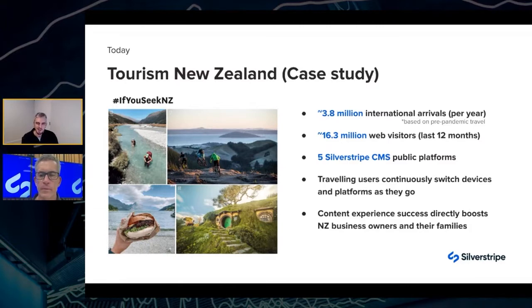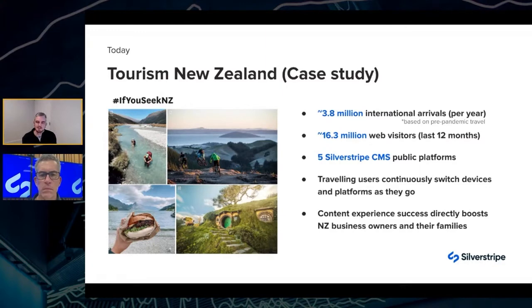And something I can point out here is this website, I believe, receives between 12 and 13 hits a second. So the scalability factor is here, and it is driven by Silverstripe CMS. So this particular brand has 5 Silverstripe CMS platforms because this is how they enable their experiences. But something that's unique to Tourism New Zealand, which makes them a good case study, is that traveling users continuously switch between devices and platforms as they go. And so this is essentially what we're talking about. We're talking about these unified, cohesive experiences that the web is looking for today and tomorrow. And Tourism New Zealand, I think, is a great example of a brand that can utilize Silverstripe CMS to take them where they need to go.